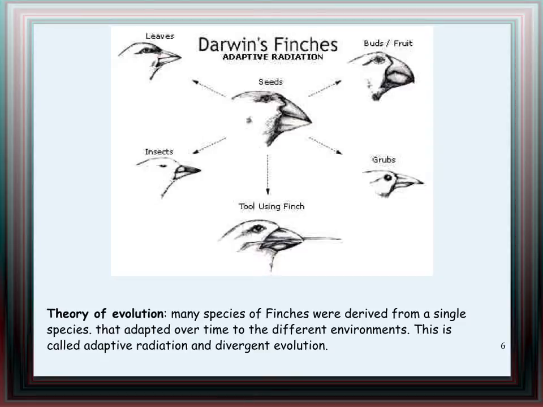So his theory of evolution is that many species of finches were derived from a single species that had adapted over time to the different environments. This is called adaptive radiation and divergent evolution. So have a look at what these finches eat and how their beaks have been shaped.